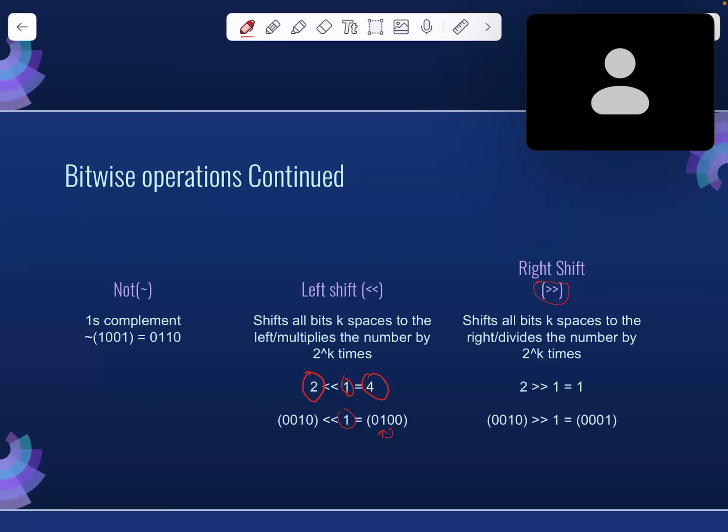Now the number on the left of the two arrows is going to be shifted to the right K times, where K is the number on the right of the two arrows. This basically divides it by 2 instead of multiplying by 2. So if you have a number that is 2 and you're shifting it to the right one time, you're dividing it by 2 one time. So 2 divided by 2 is going to give you 1. Or again, you can write out the binary representation and just move all the bits over one spot to the right. Any questions?